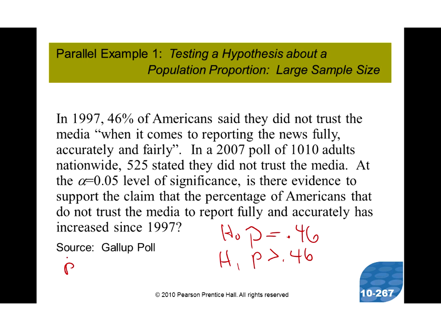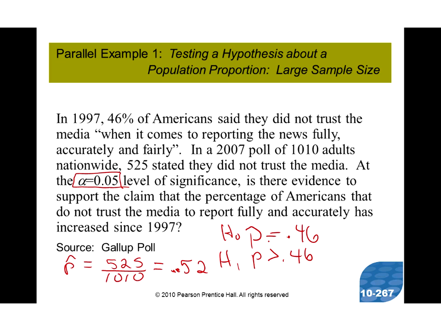So what is our P hat? Looking at the 2007 poll, our P hat is 525 over 1010. And work it out with me. If you need to pause it for a second, go ahead. I got 0.519, so I'm going to go with 0.52. And our alpha equals 0.05 level of significance.